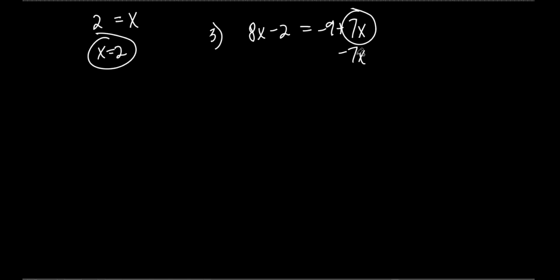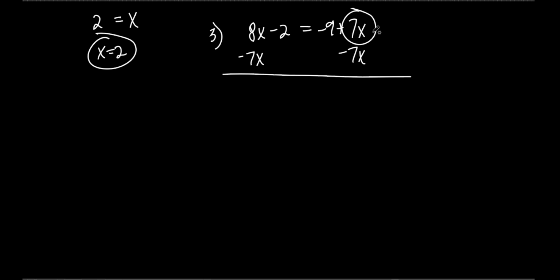So I subtract a 7x. So what am I going to have to do to the other side? Subtract a 7x, that's right. And what am I going to subtract it from? Am I going to subtract it from the 8x or from the minus 2? The 8x, right, because they're like terms, right? So I'm going to put it under the 8x. Everybody see that?